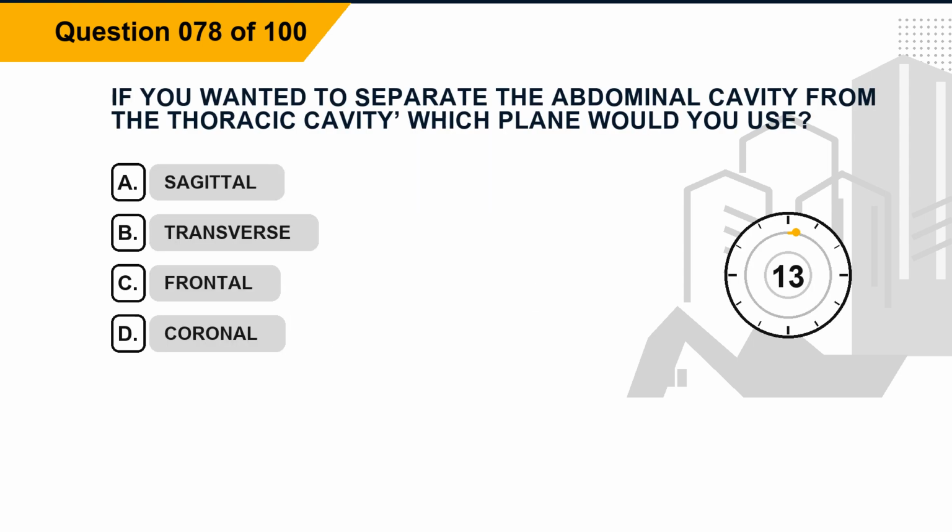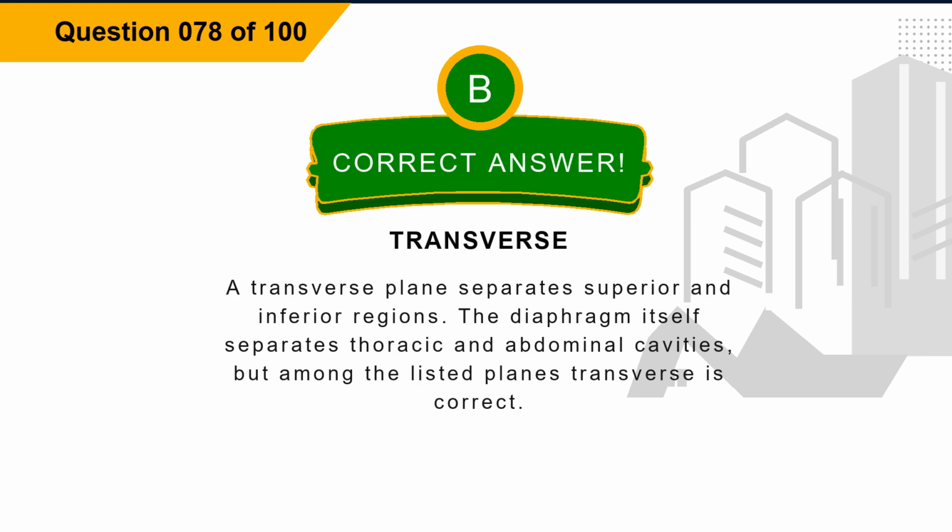Question 78. If you wanted to separate the abdominal cavity from the thoracic cavity, which plane would you use? Option A, sagittal. Option B, transverse. Option C, frontal. Option D, coronal. The correct answer is option B, transverse. Explanation. A transverse plane separates superior and inferior regions. The diaphragm itself separates thoracic and abdominal cavities, but among the listed planes transverse is correct.